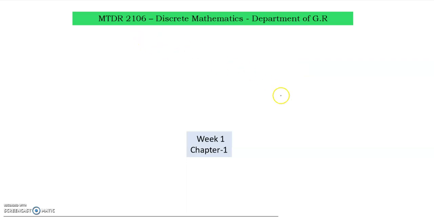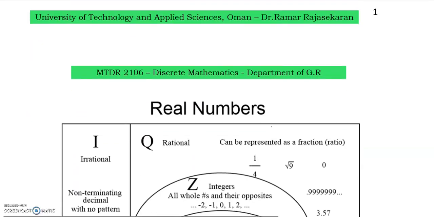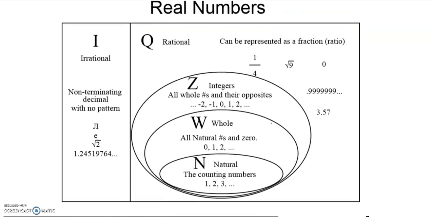Dear students, in this video, we are going to see the first section in chapter 1. For that, we require the set of all real numbers. In this diagram, you can understand easily what the set of all real numbers is. Through this chapter, we require integers. What are integers? We know that the notation for integers is Z.